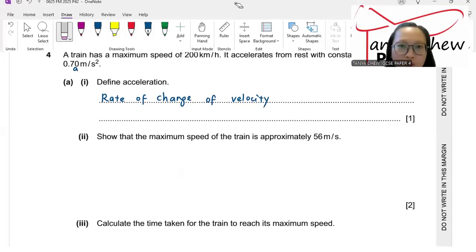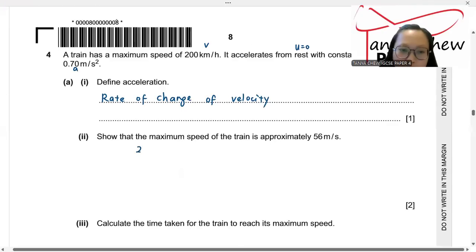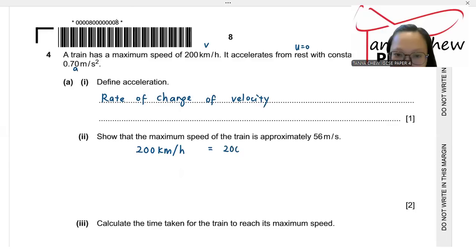Maximum speed. So maximum speed is already given, but it is in kilometer per hour. So you have to change it to meter per second. This is related to conversion of unit. So 200, I want you to write it like this, easier, right? 200 kilometer per hour is equal to 200 kilometer per hour. So you solve it one by one.